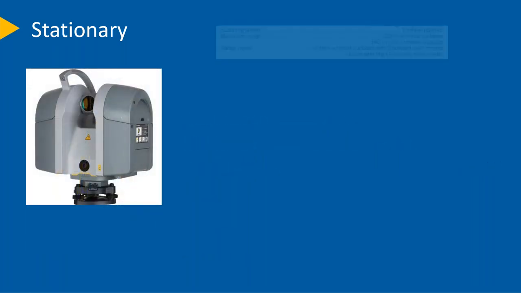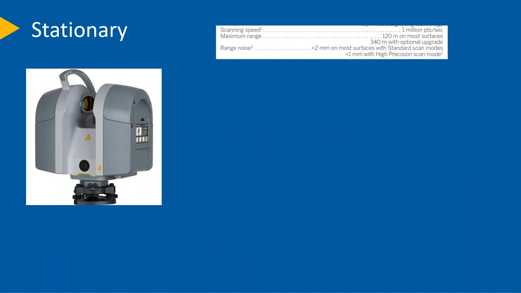Now, with a stationary laser scanner, this is just an example of what a data sheet could look like. This is the TX8 data sheet, and I'm not showing the whole sheet, I'm just highlighting the important parts. We look at the scanning speed. This is telling me that it's scanning at 1,000,000 points per second. And then I'll look down at the range. How far can I scan with this?